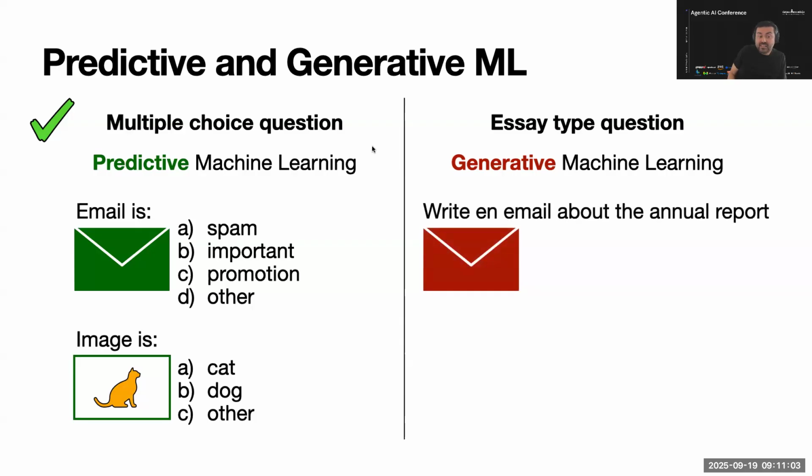Generative ML took 10 more years because it's much harder. Now you have to write the email, or now you have to draw the cat. That's much harder than saying if something's a cat or not, right? I cannot draw a cat, but I can tell you if something's a cat.